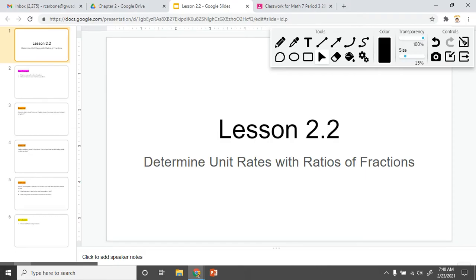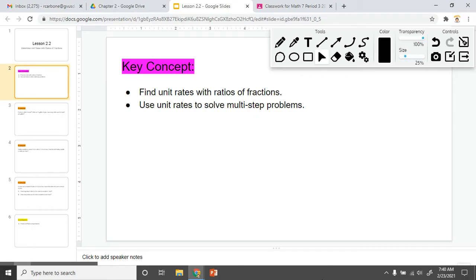So that being said, let's go over here to our key concept. Today we're going to be finding unit rates with ratios of fractions. Remember, a unit rate is a rate where we compare two quantities. However, the second quantity always has to be 1. So that's what's unique about a unit rate as opposed to a rate. A unit rate always compares it to a 1. And finally, we're going to use unit rates to solve multi-step problems.